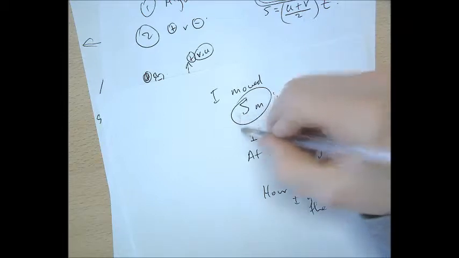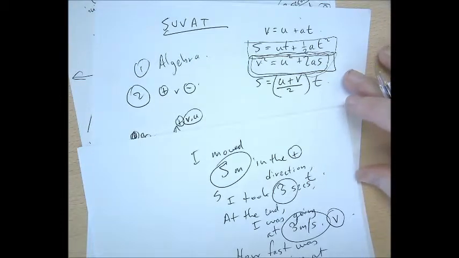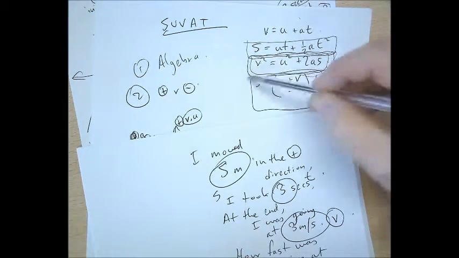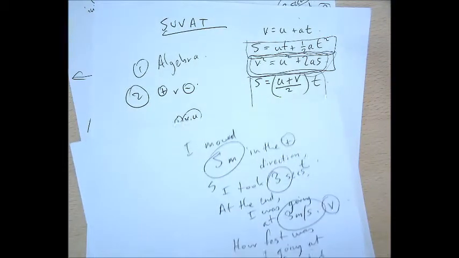Okay, so what have I given you? I've given you a displacement. I've given you a time. I've given you a final velocity. So you can guess what I'm now about to ask you. Which formula am I going to get you to use? It's that one, isn't it? You've got all the information you need.